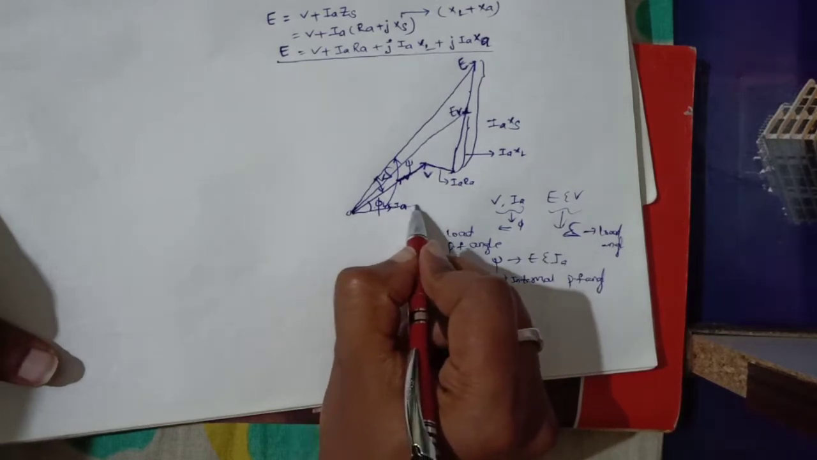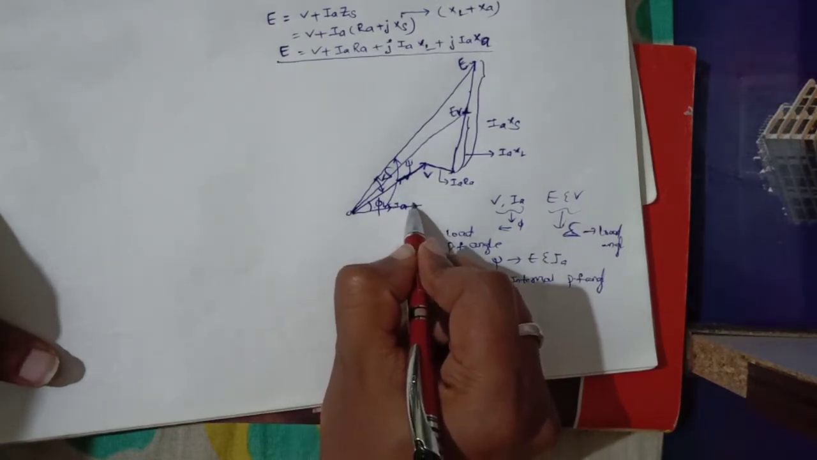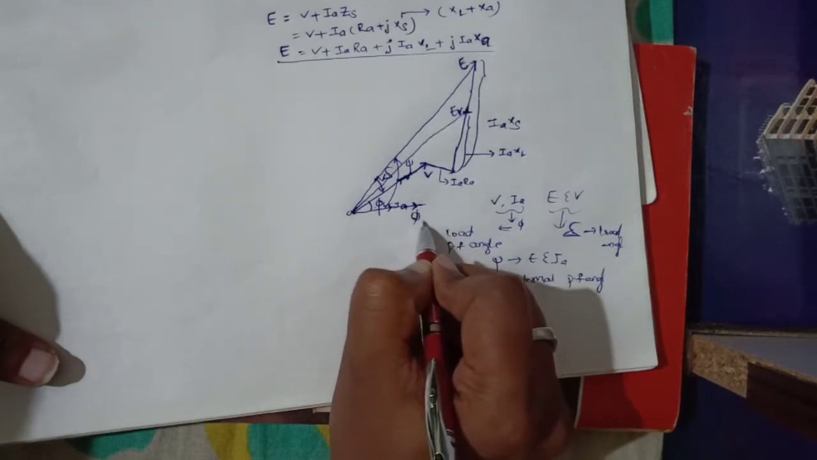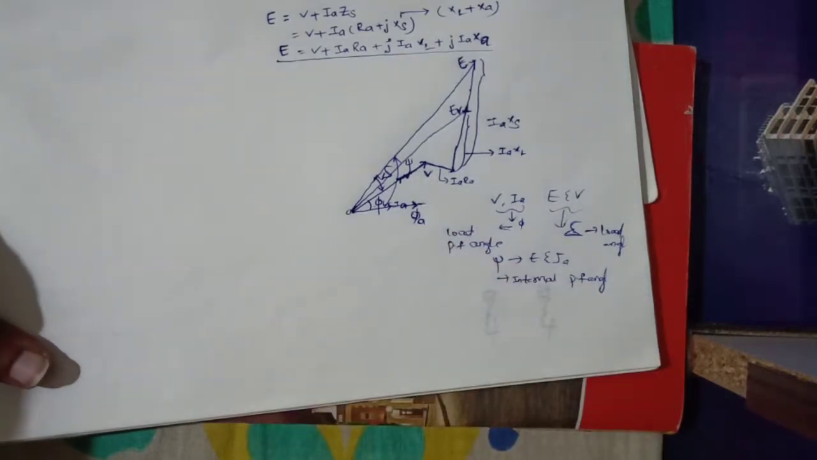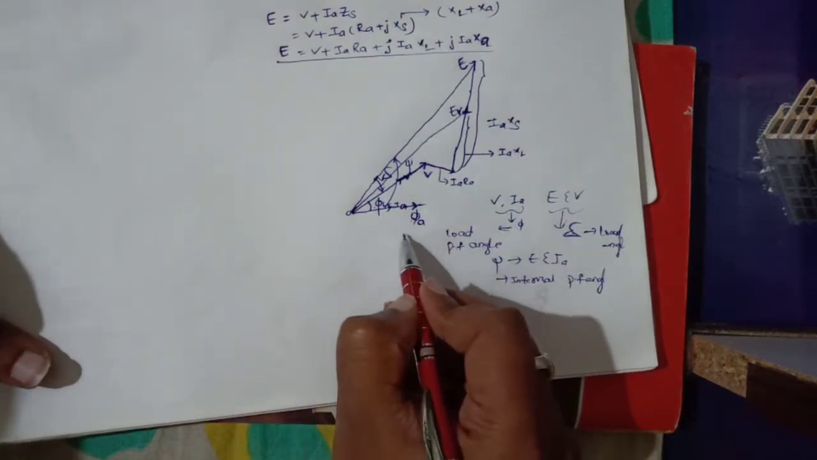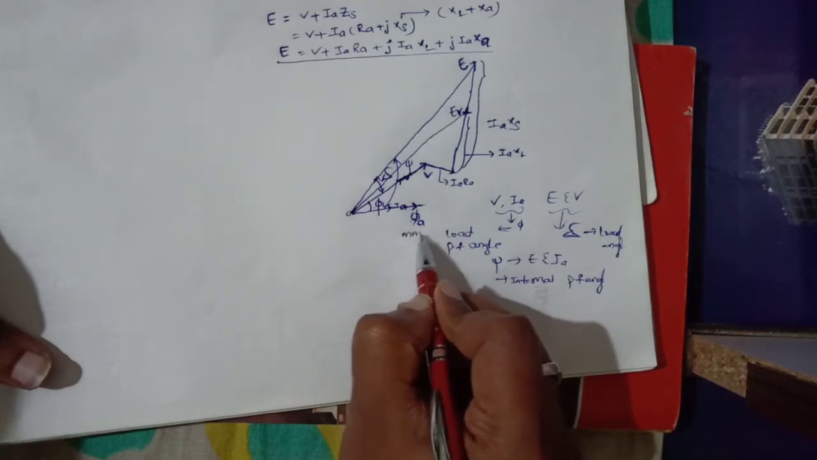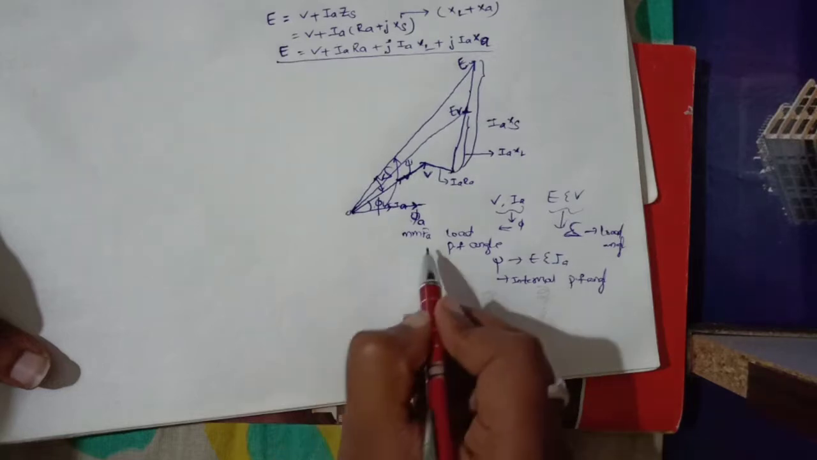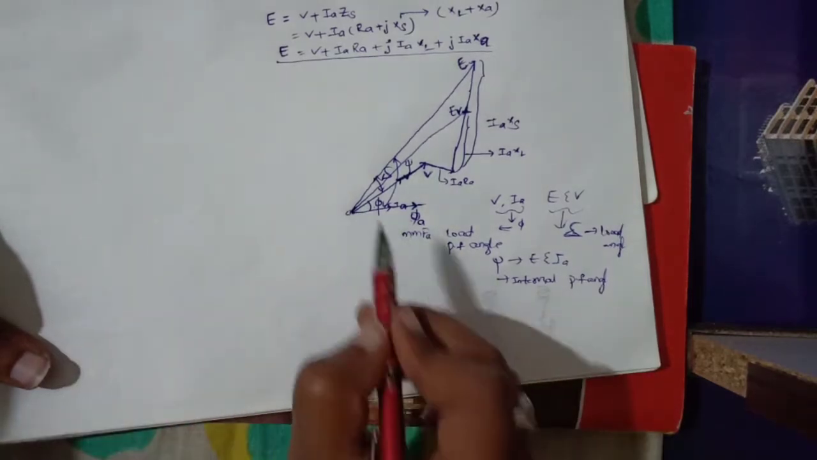One more thing. Along IA there will be armature flux. If there is armature flux, we definitely have armature MMF. This is the armature MMF.